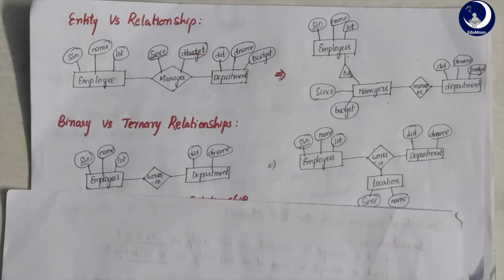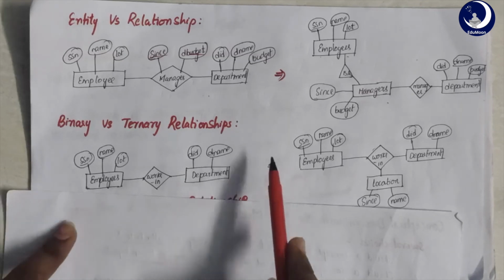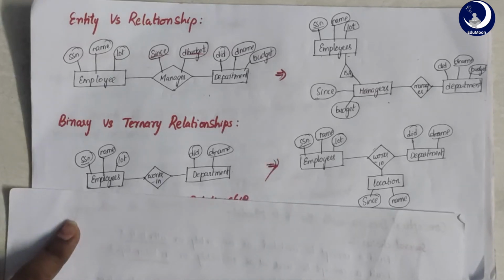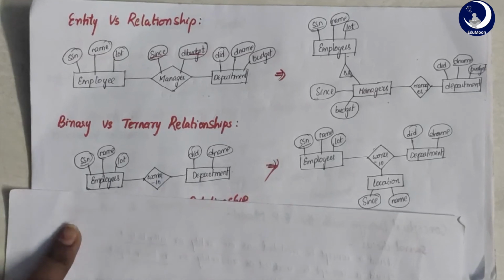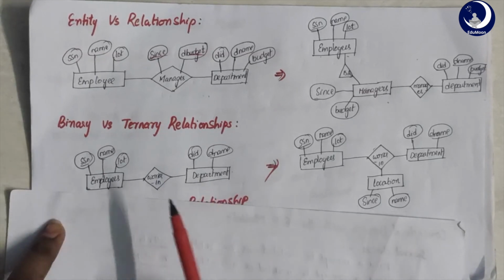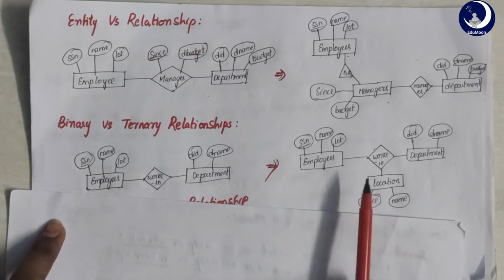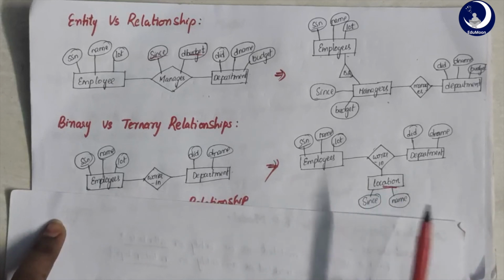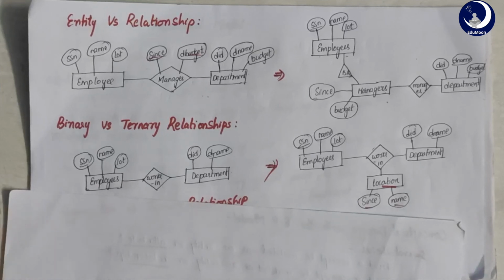I can either design it as binary by making the location one of the attributes of the employee, or I can make it a ternary relationship by taking location as a separate entity and having two attributes, since and name, for that location. I have chosen the second option because the first option is computationally difficult. So I have designed it like this, where I have defined a separate location entity set with the since and name attributes. So this completes binary and ternary.